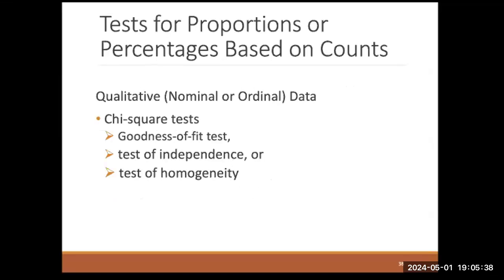So when we have nominal or ordinal data, which is considered qualitative, the only inferential statistic we can use is a chi-square. And there are three types of chi-square tests. There's goodness of fit, test of independence, or test of homogeneity.